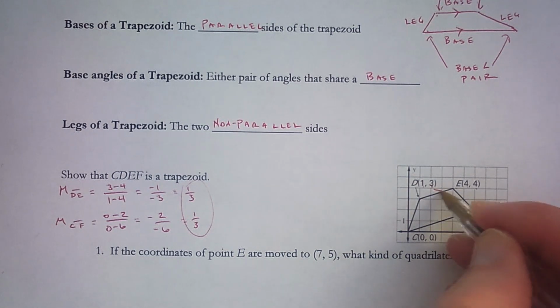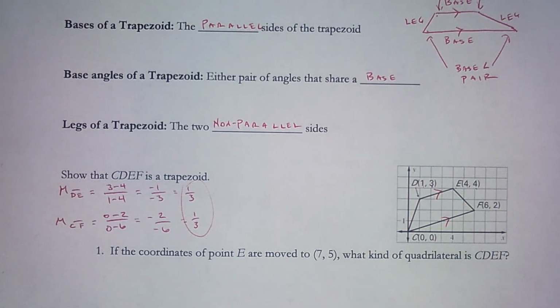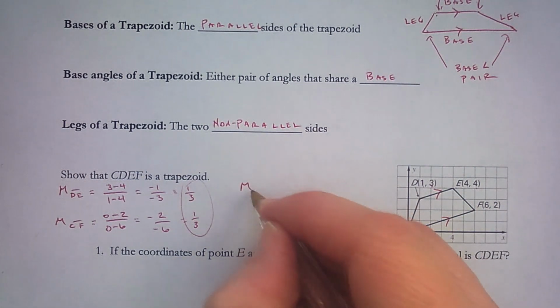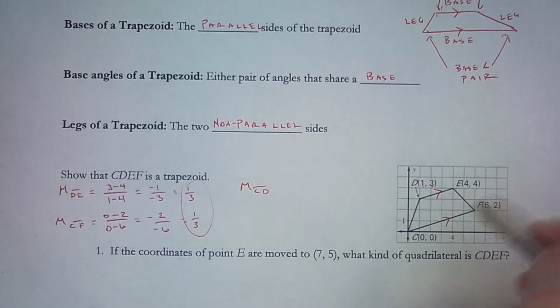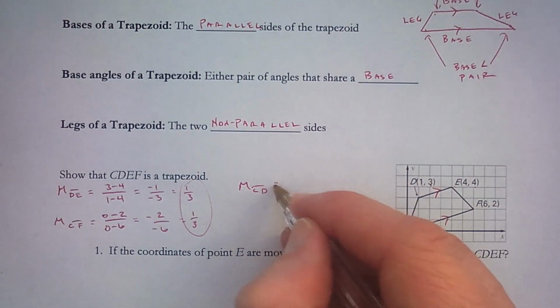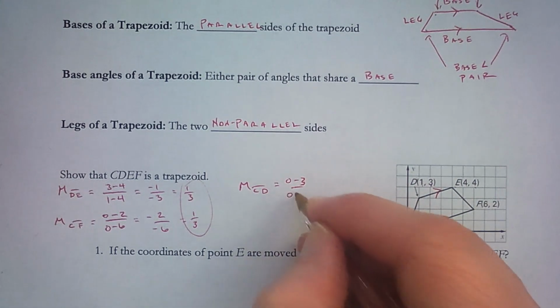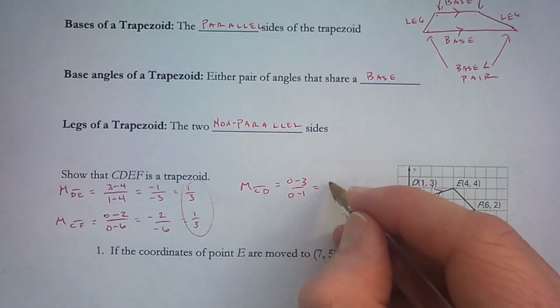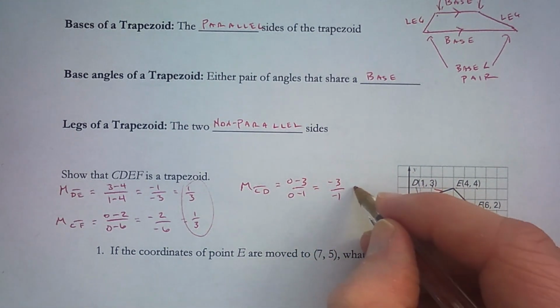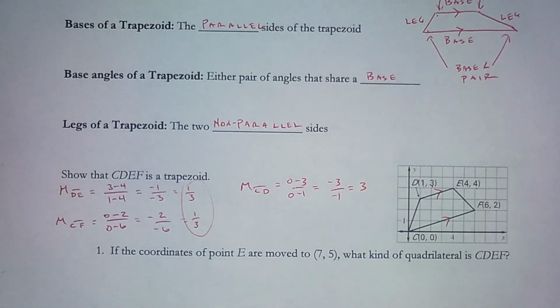We have these parallel, but in order to be a trapezoid, it has to be exactly one pair of parallel sides. So we need to show that these two sides are indeed not parallel. The slope of segment CD is 0 minus 3 over 0 minus 1. That's negative 3 over negative 1, so the slope is 3.